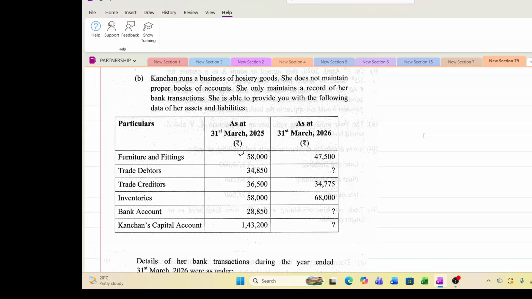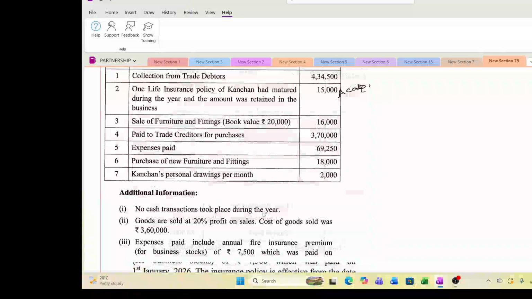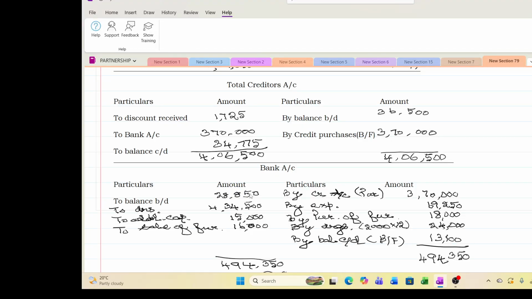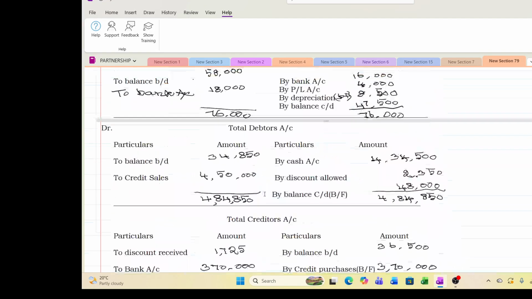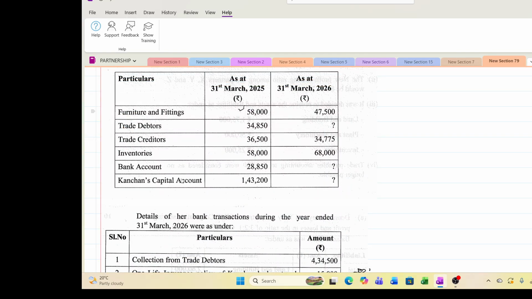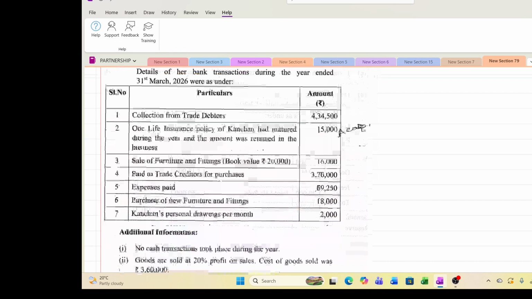Just for time saving, I have already filled up the figures so that I'd be able to save your time. Bank account, they have given the opening balance, no closing balance. So we cannot write it in the balance sheet until the account is closed. We will just open the bank account and write the opening balance, 28,850 balance brought down. Bank account is a debit balance, so we are writing it. Okay. And capital account, 1,43,200.